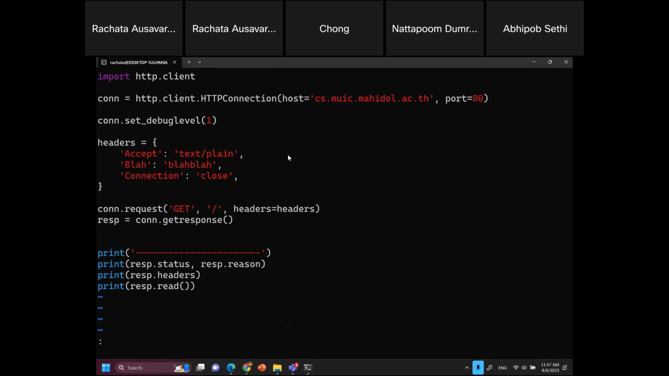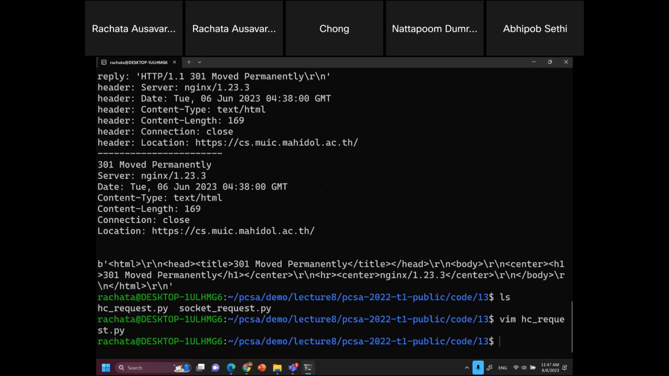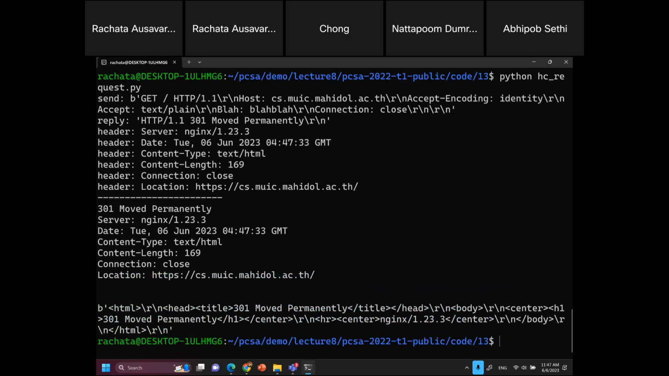Let's actually try to run it. Now, Python HC request. So here, this is what you got. I send a request over with the header, see? The server replies back. What's the server's message? 301, right? Look down there. 301 moved permanently. Why is that the case?